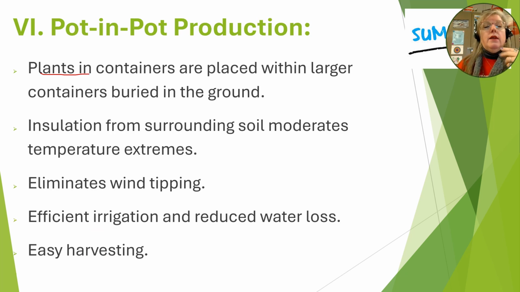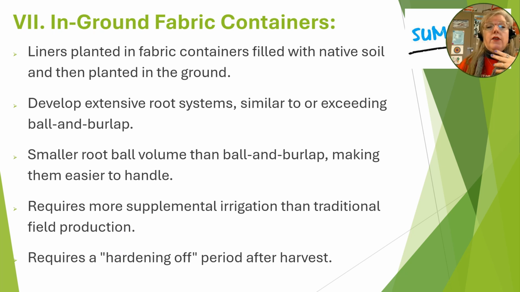Okay, pot in pot. The plants in containers are placed within larger containers buried in the ground. This will insulate them from the surrounding soil, moderating temperatures. It eliminates wind tipping, and it's efficient for irrigation and reduced water loss, and the harvesting is very easy.